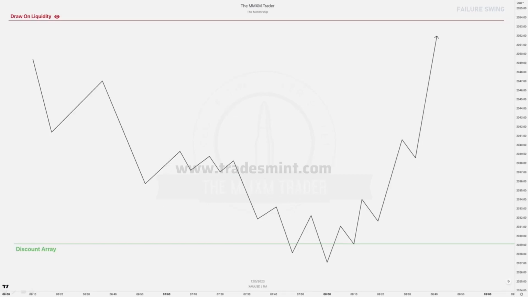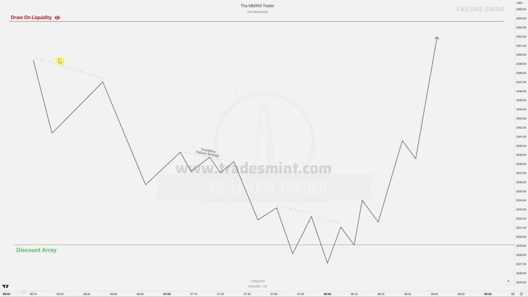Over here we've got a crude depiction of a market maker buy model. We've got our draw on liquidity up here, our structure, and our discount array. Now think about where we want to see those failure swings form. When we are bullish, we want to see those bearish failure swings, which is a high that fails to take out another high. So what does that look like?